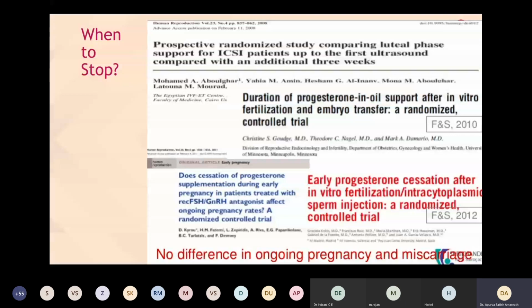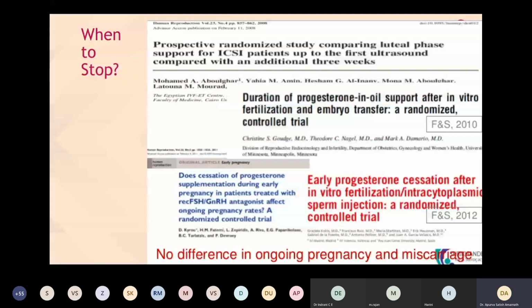started and stopped. And the biggest confusion is when exactly it's to be stopped, because there are multiple papers which say that you can stop at the start of beta HCG. There are papers which say to continue till the cardiac activity appears, and there are papers which say that you continue till the placental support is taken over completely. So there is absolutely no consensus on when exactly it needs to be stopped. There is enough supporting evidence for all of them, saying you can even stop once the beta HCG is positive, versus papers which say continue till 12 weeks.